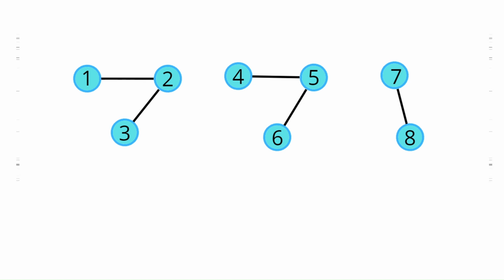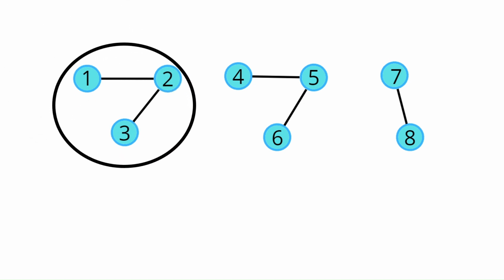If you see our first province, which is 1, 2 and 3, in this you can visit any node from any node. Let's say you want to visit 2 from 1. Here you can see we can go from 1 to 2. And if you want to visit 3 from 1, in the same way you can visit first 2, then we can visit 3. So we can visit any node from any node, and in the same way from 2 and from 3. So this whole can be called a province.